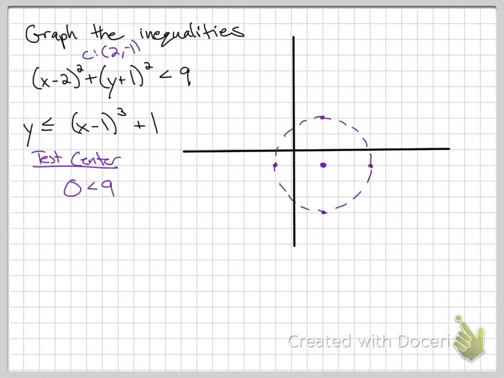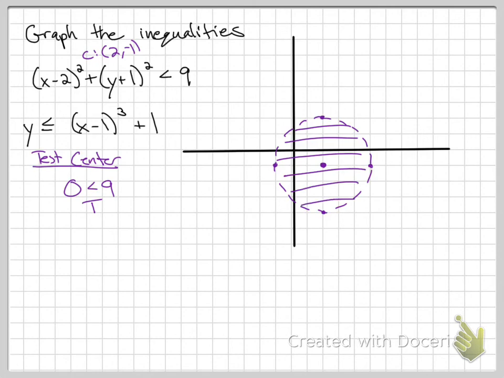Okay, so the circle had a center at 2, -1. Remember, it's opposite of both. A radius of 3. It should have been dashed because there was no equal to bar. And when I test the center, I know everything with the x's and y's is going to become 0. 0 is less than 9. That's true. So I would lightly shade inside the circle. If inside was false, I would shade the outside, right? It's one side or the other.